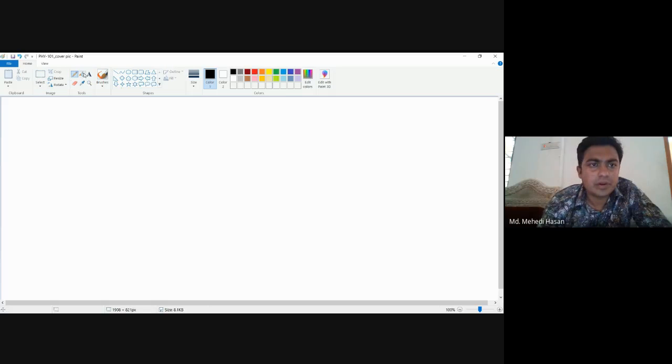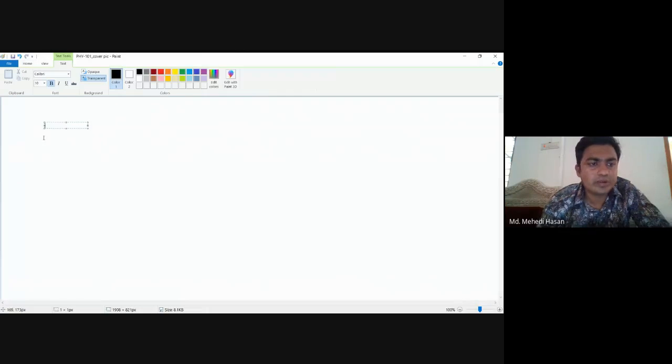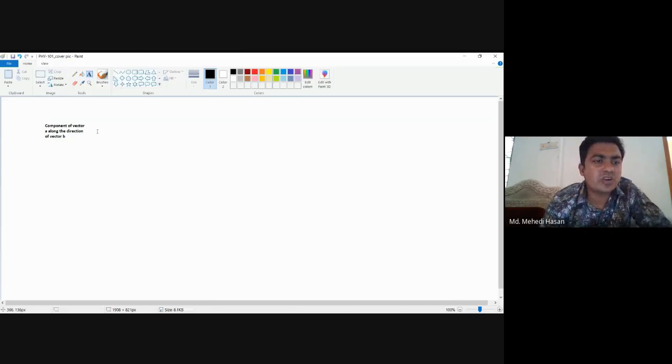Component of a vector. Two vectors are given. So the component of vector A along the direction of vector B, or you can say also the projection of vector A along the direction of vector B.